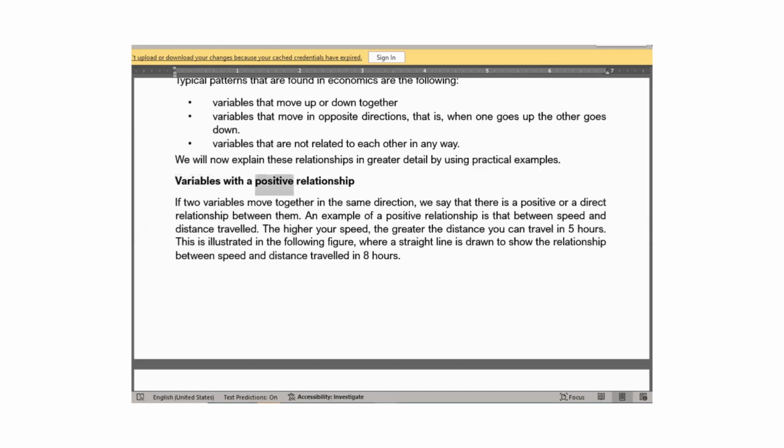Variables with a positive relationship. If two variables move together in the same direction, we say that there is a positive or a direct relationship between them. An example of a positive relationship is that between speed and distance traveled. The higher your speed, the greater the distance you can travel in 5 hours. This is illustrated in the following figure, where a straight line is drawn to show the relationship between speed and distance traveled in 8 hours.